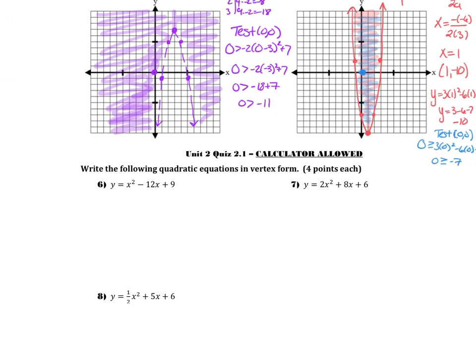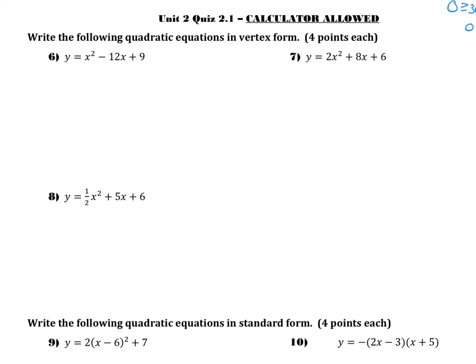The next section of the quiz was about converting between forms. So the first section says, write the following quadratic equation in vertex form. So we can do this one of two ways. We can complete the square or we can do it by finding the vertex.